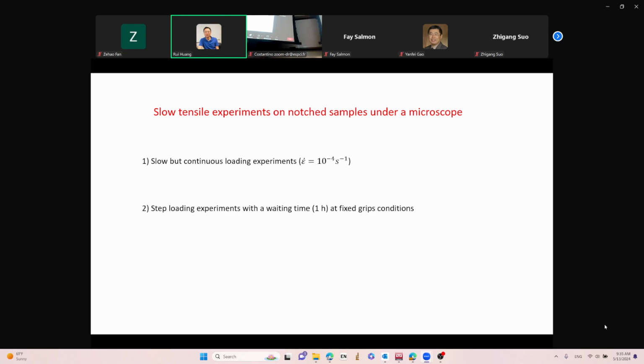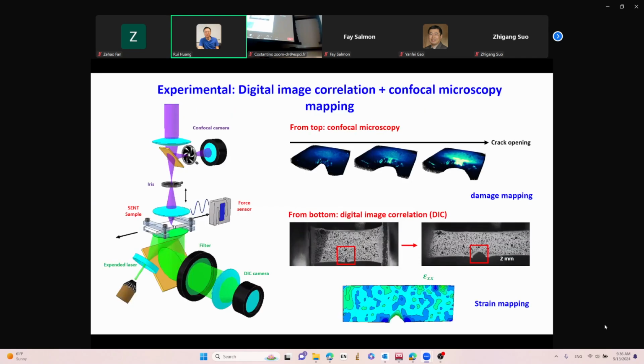With the same material, we're loading, and then we wait for up to an hour and see what happens, again in terms of strain distribution and damage distribution. Is there any time dependence there? So the talk will be really in two parts. The first part will be focusing on the slow loading. So experimentally, how do we do this?